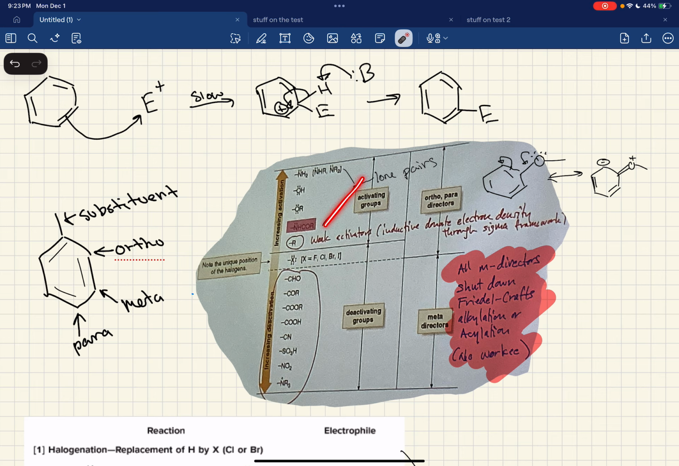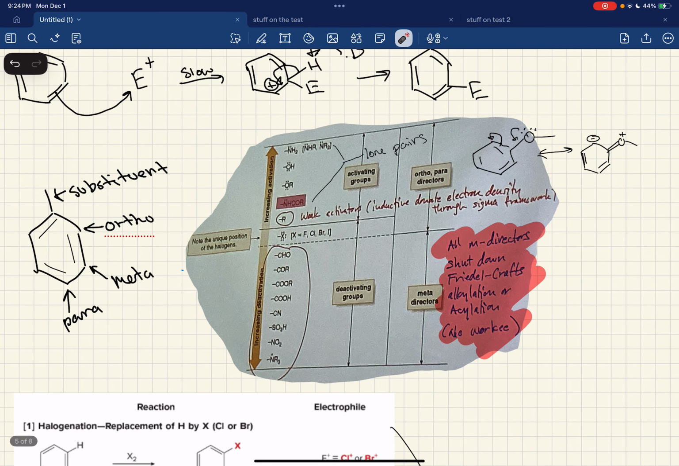So all of these, except for the carbon, they all have a lone pair right next to it. And that makes it really easy to tell without having to memorize everything. The carbon, like the R group, they're weak activators, more due to the inductive effect.